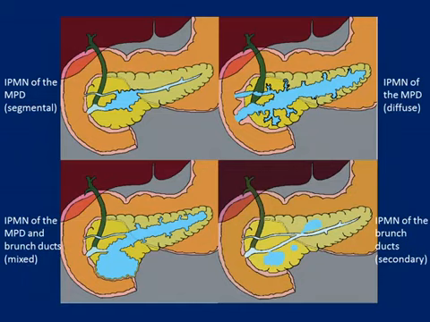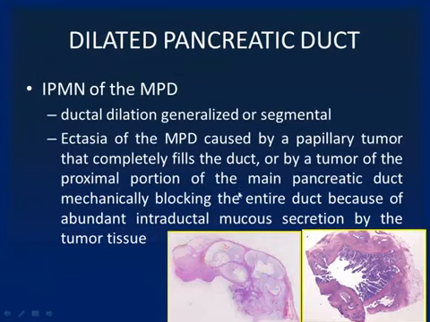Another cause of dilation of the main pancreatic duct is, of course, IPMN. IPMN may be segmental or diffuse. They involve the main pancreatic duct. In other cases, when associated with branch duct dilation, we call it mixed IPMN. Of course, IPMN may involve only the branch ducts, the secondary or IPMN of the branch ducts.